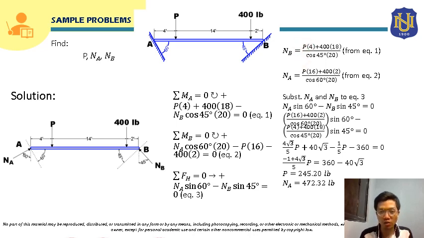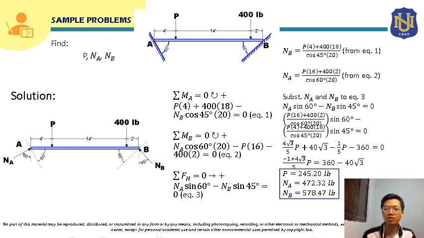Now for NB, we will also substitute here the value of P. Again, we will input all the decimal places that we obtained in force P. So P times 4 plus 400 times 18 over cosine 45 degrees times 20. That will be 578.47 pounds. This will now be the answers for this problem, the values of P, NA, and NB.